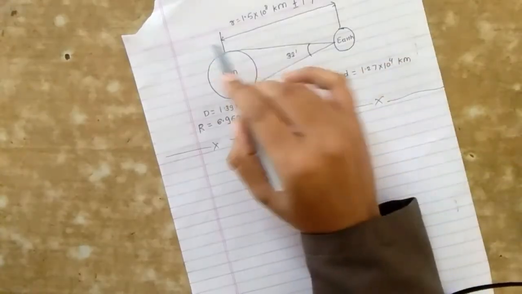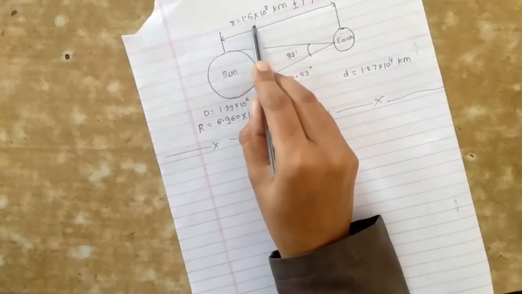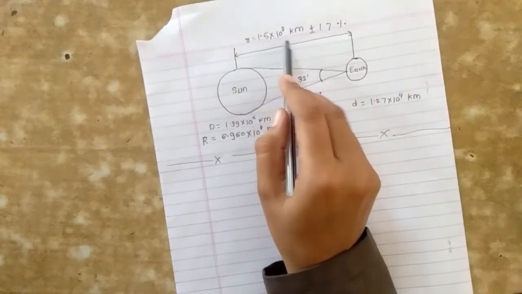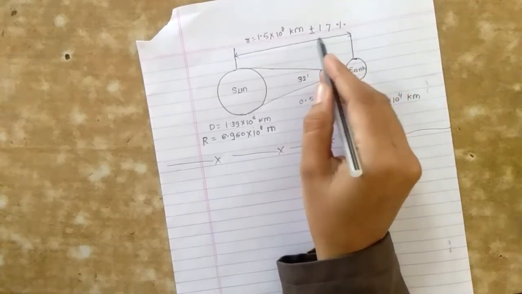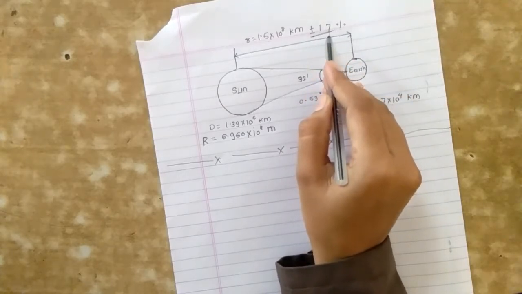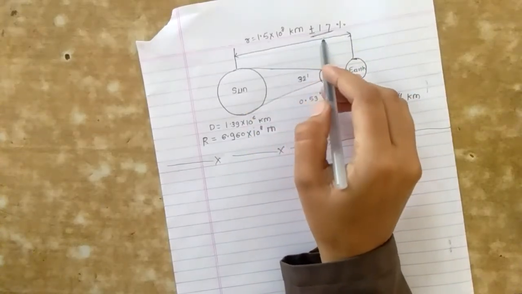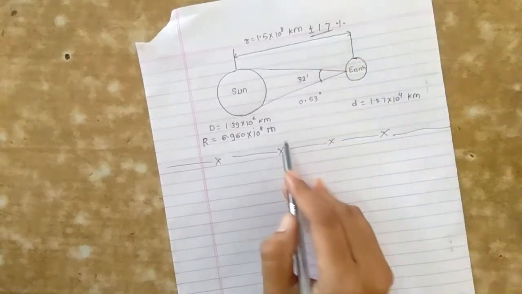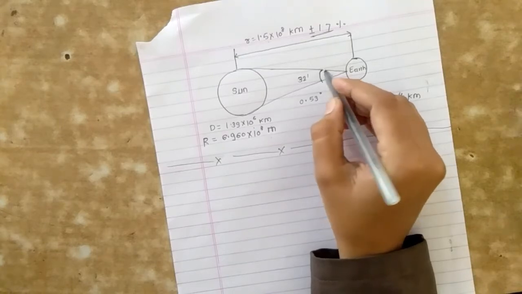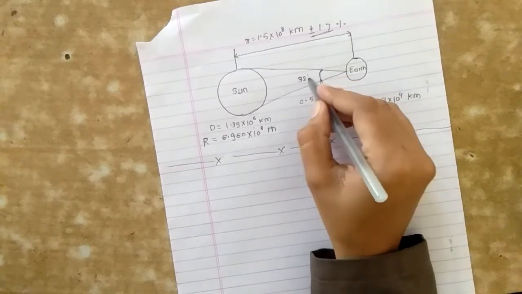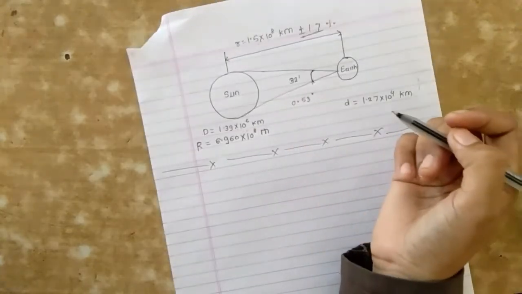We know that the mean average distance between the earth and sun is 1.5 into 10 to the power 8 kilometer plus or minus 1.7 percent, that is, there is an uncertainty of 1.7 percent, the variation in the value. This is the sun earth relationship diagram. Now this angle is also known as the angular divergence, which will be calculated after the derivation.